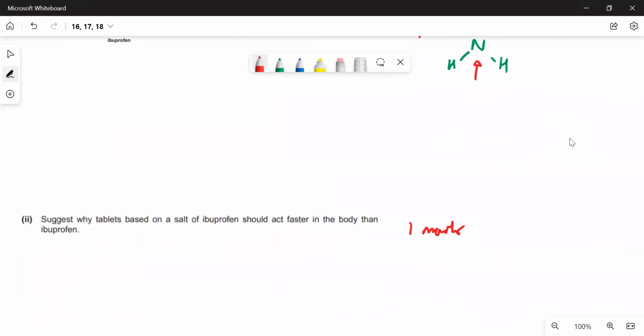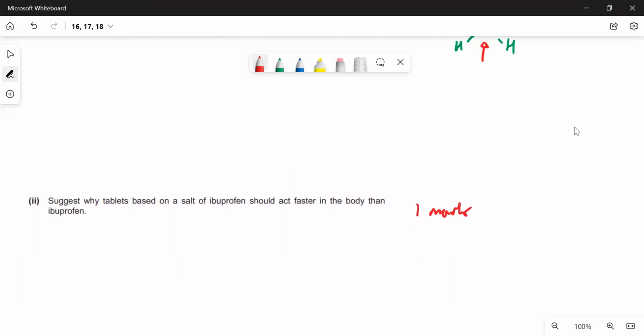Okay, suggest why tablets based on a salt of ibuprofen should act faster in the body than... well, I said that before, isn't it? It's because they are charged. The ibuprofen is charged, so that means it is more soluble in polar solvents such as water, which is of course basically what your blood is, water. So it's going to be more water soluble, so it'll be absorbed more quickly.